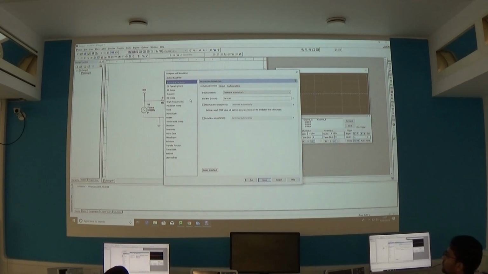Now an AC analysis is something that says, right, we'll take a signal generator, we'll start at low frequency and we'll turn it up to high frequency and we'll plot the graph. That's what an AC analysis is.